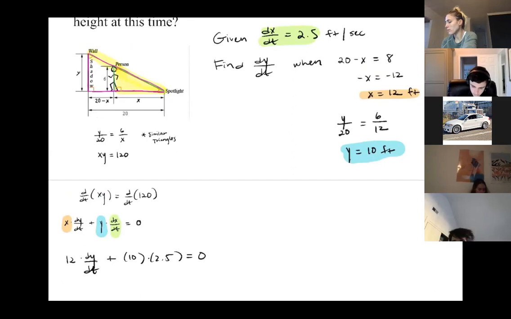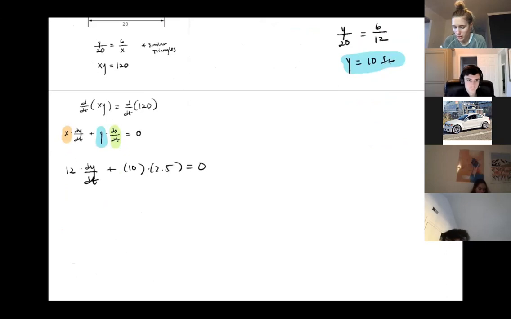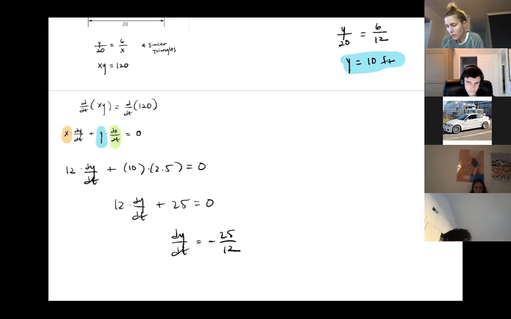I don't have my calculator right here, so I'm going to use my notes. So that ends up being 12 times dy over dt, plus 25 equals 0. So dy over dt is negative 25 twelfths. And y is being measured in feet, time is being measured in seconds, so that's feet per second.